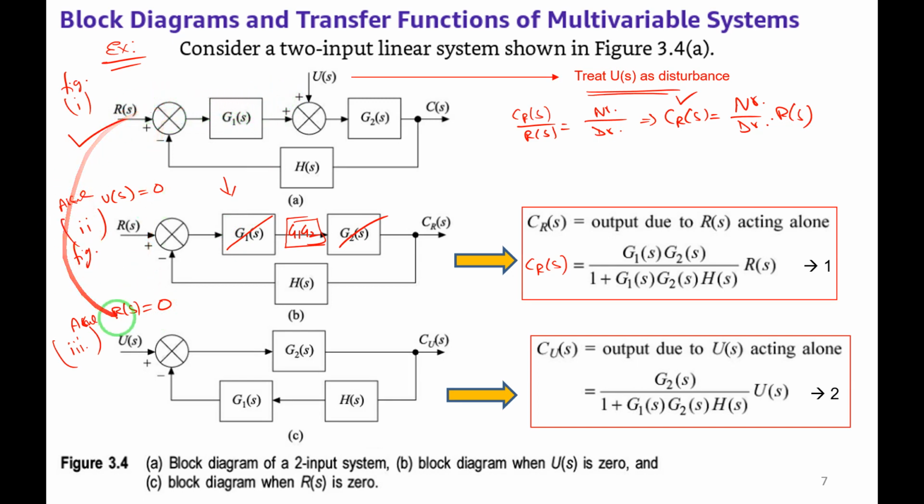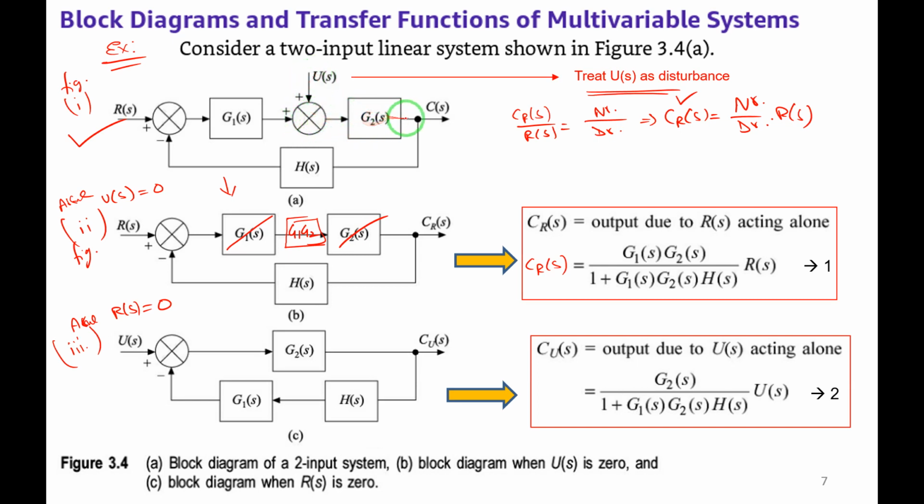From figure 1 to figure 3, how we will get, we'll see. Observe here, U(s) is present, but R(s) is 0. So we will rearrange it. See here, U(s) is the input, it goes to the summing point. From input to output, I should move and make it a straight line. U(s), and this is the summing point.